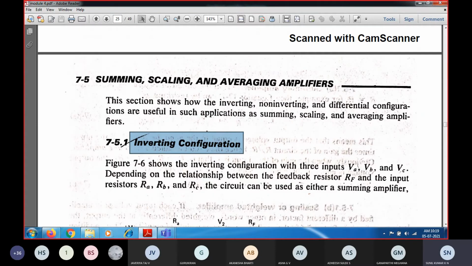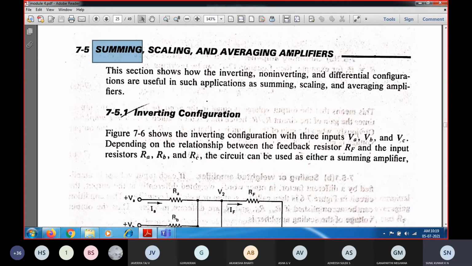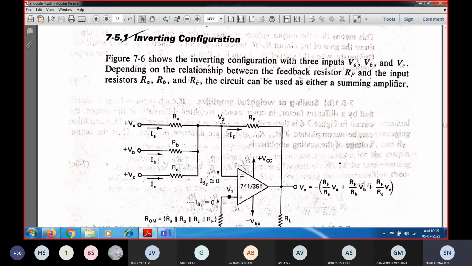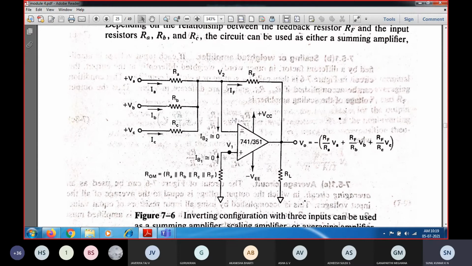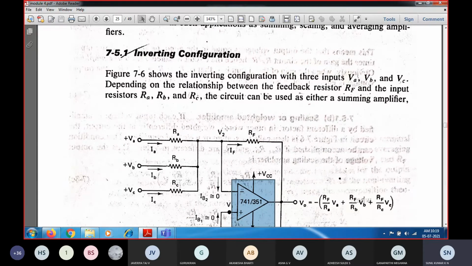In order to make the summer circuit, I am going to start with the summer circuit. First, we should draw the inverting amplifier, meaning the input goes to the inverting terminal. If I am going to use it as a summer, I should have more than one voltage source connected to the inverting terminal. If it is greater than one, then I can call it a summer circuit. That is, I apply more than one voltage source across the inverting terminal, here VA, VB, VC.